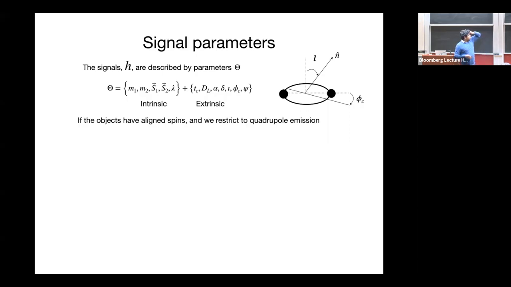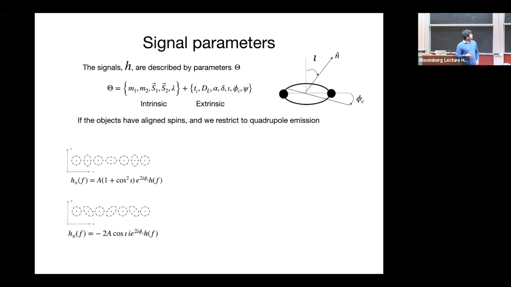So in the simplest signals, if you assume that the objects have aligned spins, then instead of 6 numbers for the spins, you have 2 numbers. And you restrict to quadrupole emission, which is what I described in my simple analysis before. Right? So you can see that the 2 polarizations are not independent. Here the polarizations are for a signal that is coming out of the plane of the screen. There are 2 different ways in which it can deform a circular arrangement of particles. And the 2 polarizations are just related by some scalar factor and some phase under these assumptions.